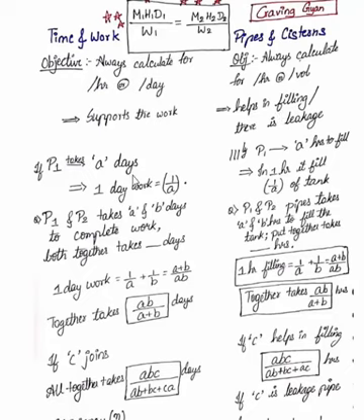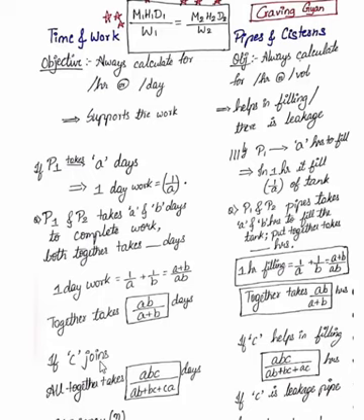If P takes A days, then in one day the work done will be 1 by A. In the case of pipes and cisterns, they will tell you, if P takes A hours to fill the tank, in 1 hour it will fill 1 by A of the tank. If two persons can do the work in A and B days, then in one day they can do a work of 1 by A plus 1 by B, that equals A plus B divided by AB. Together they can do it in AB divided by A plus B days.